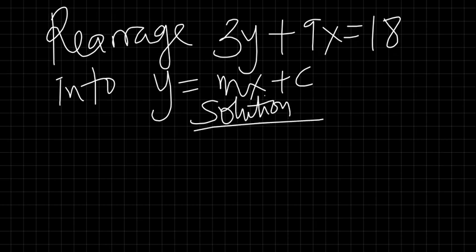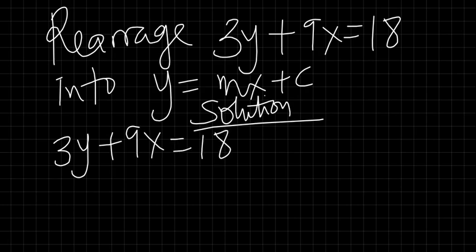is this: 3y plus 9x is equals to 18. So what we are going to do is we are going to take this plus 9x to the other side. So we are going to have 3y is equals to 18 minus 9x.